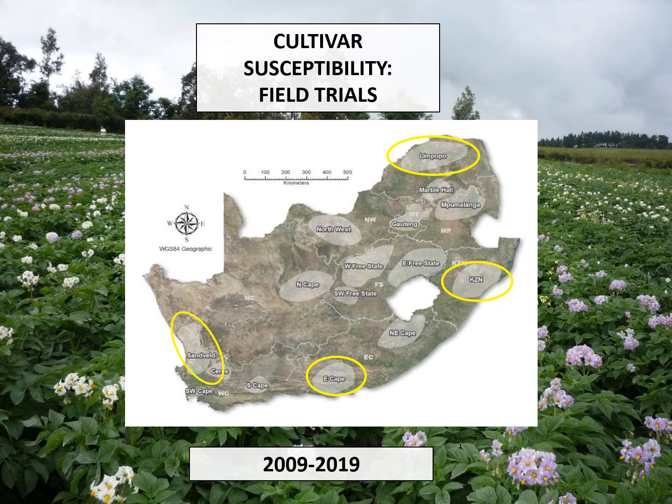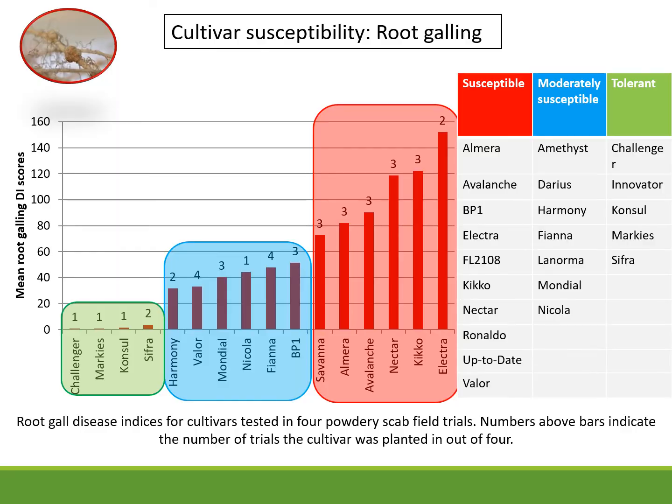So the other way in which we can try and manage Spongospora is the use of different cultivars, by using the plant's inherent susceptibility or resistance to play in our favor. So cultivar susceptibility trials were planted over 10 years in 4 different growing regions, and I basically just summarized the results briefly here. So what I'm showing here is cultivar susceptibility to root galling, firstly.